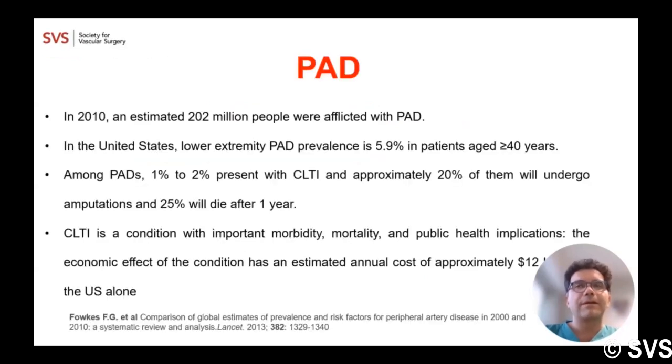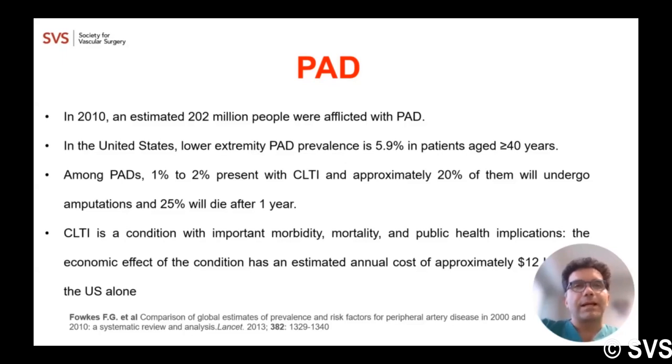And as everybody knows, PAD is increasing in the epidemiology of the different countries, and in 2010, an estimated 200 million people were afflicted with PAD, and in the US, the prevalence is almost 6% in patients older than 40 years. And PAD usually evolves to CLTI with a high risk of amputations and death in 1 year.